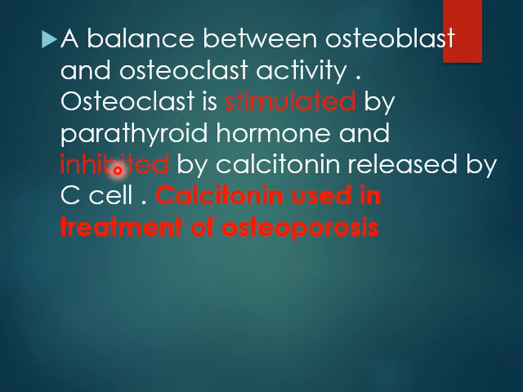Why? The calcitonin hormone inhibits the osteoclast. The calcitonin is secreted by the parafollicular C cells, which are present in the thyroid gland. The calcitonin inhibits the osteoclast, so I keep the calcium inside the bone and decrease it in the circulation. That's why calcitonin is used in the treatment of osteoporosis, by inhibiting the action of the osteoclast, keeping the calcium inside the bone.